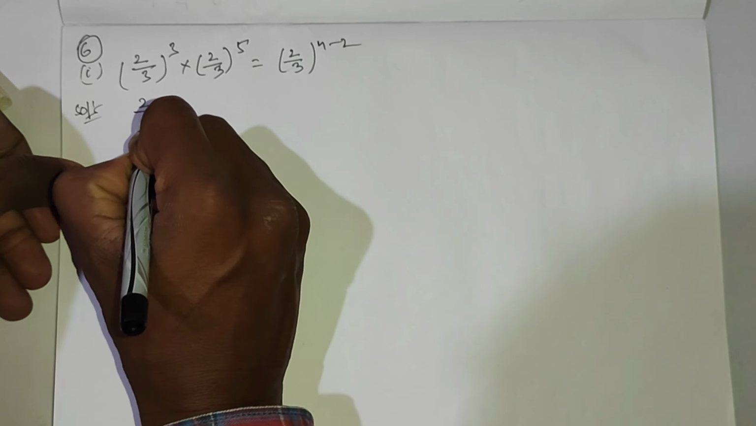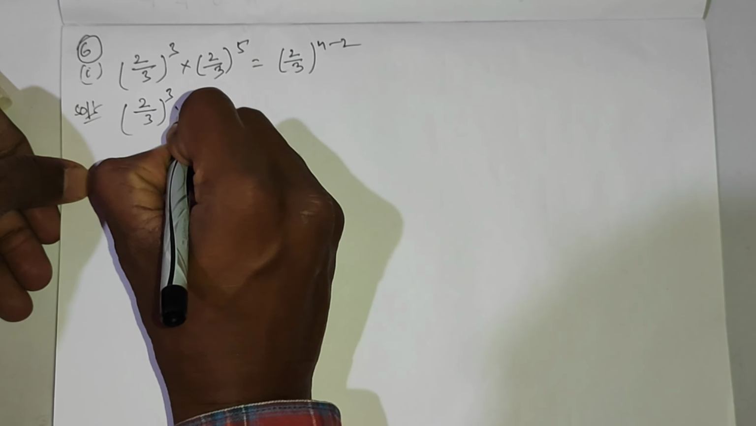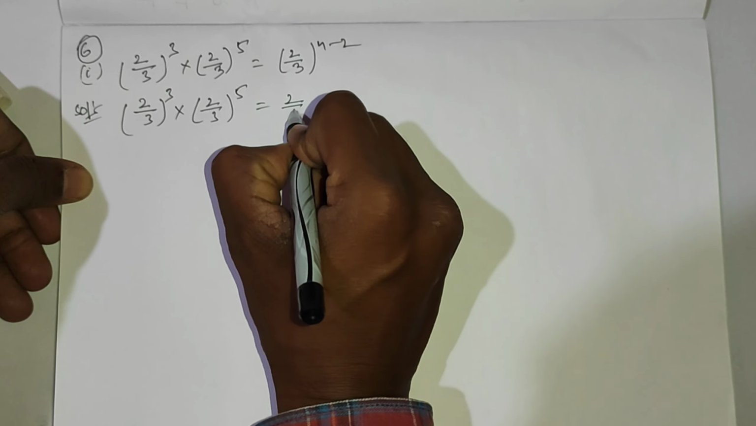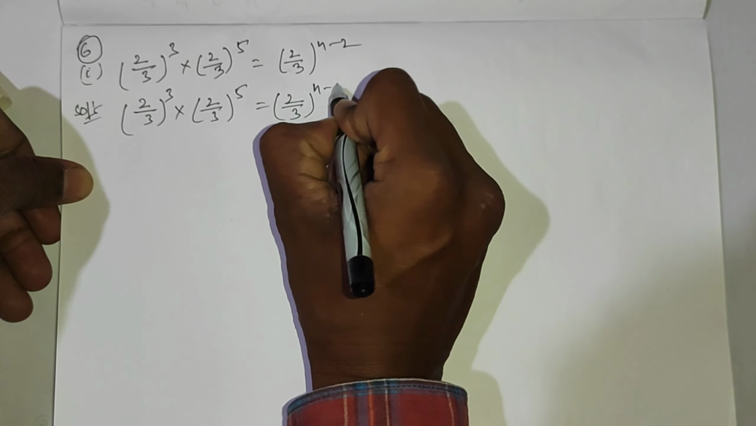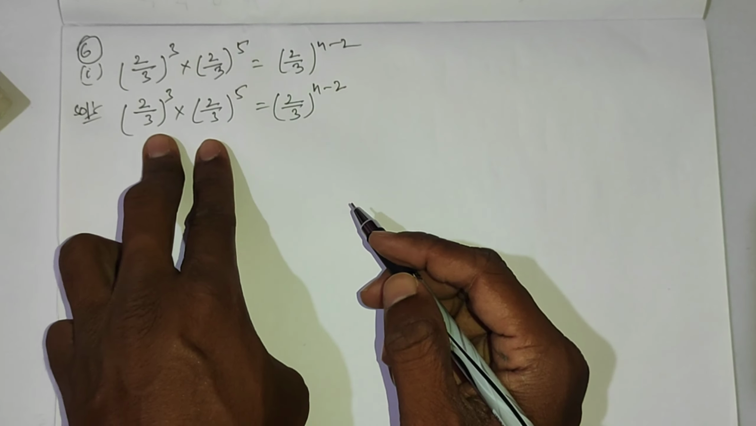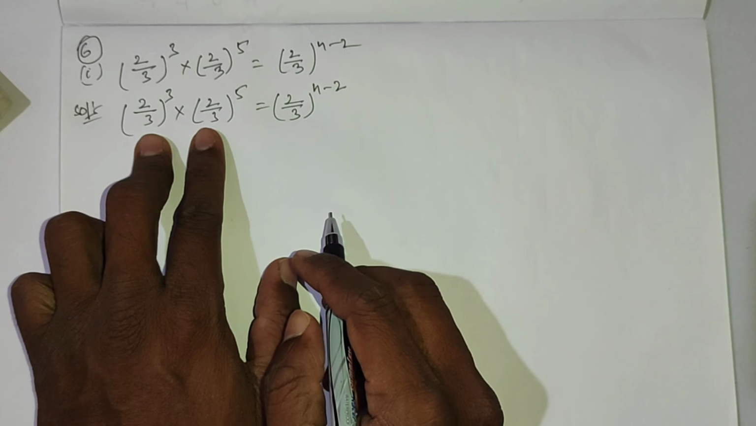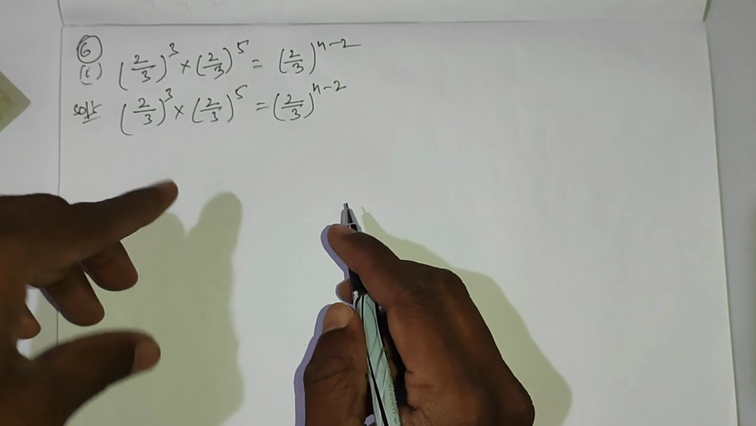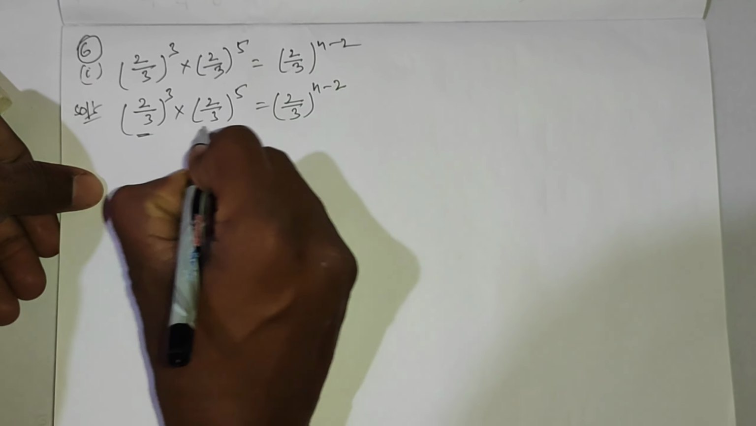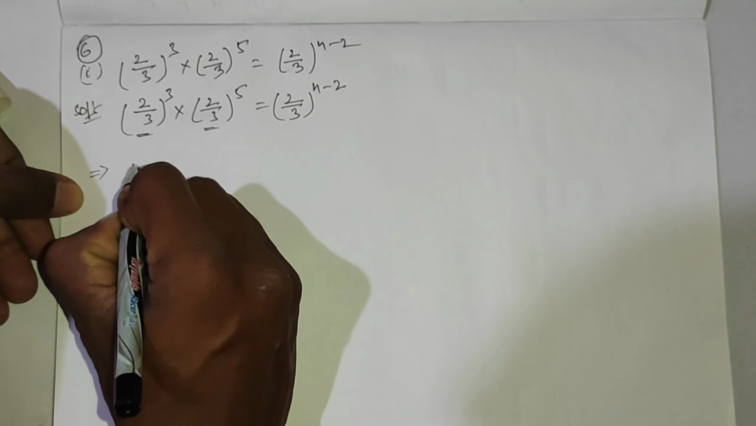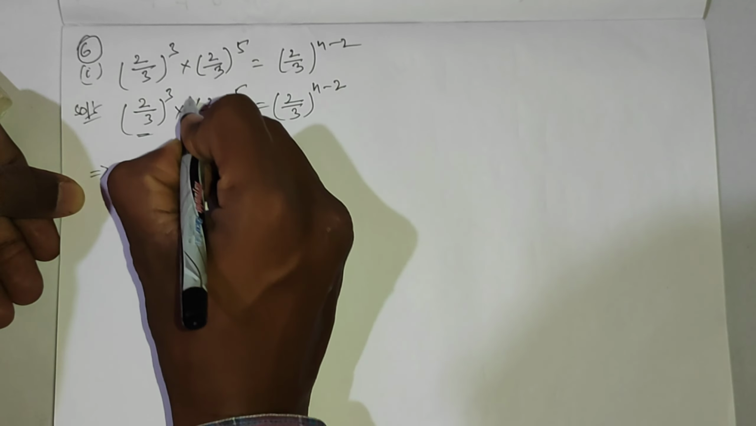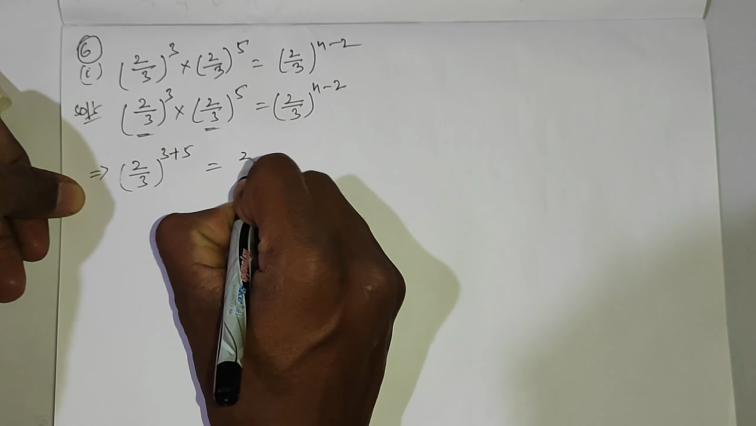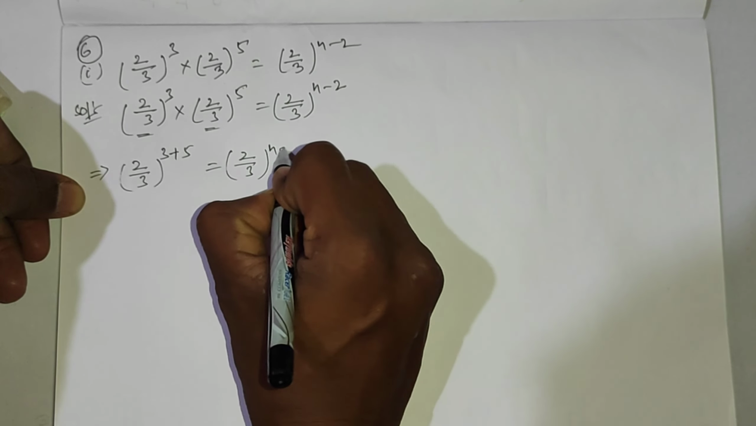Again, first, what is given? (2/3)^3 into (2/3)^5 is equal to (2/3)^(n minus 2). If you observe here, in the multiplication these two bases are equal. We know that a^m into a^n is equal to a^(m plus n). So we take the common base, 2/3, to the power of 3 plus 5, is equal to (2/3)^(n minus 2).